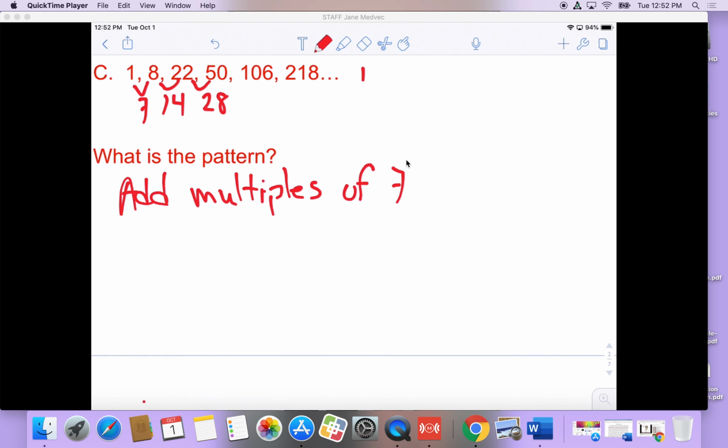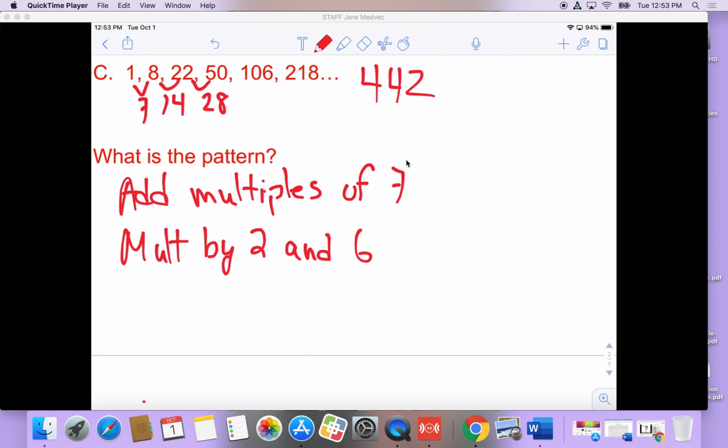It's 442. That is correct. That is your number. Did you find the other pattern? Like a function machine? I can multiply by 2 and add 6. Yep, that's a function machine.